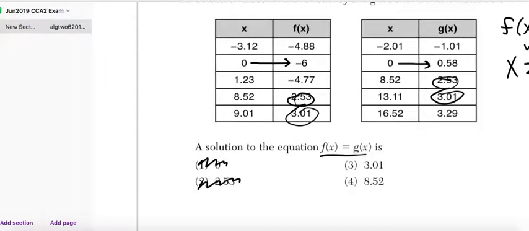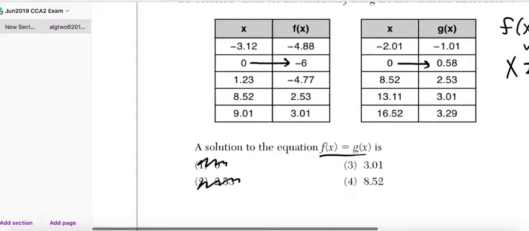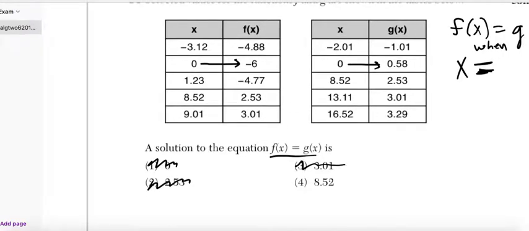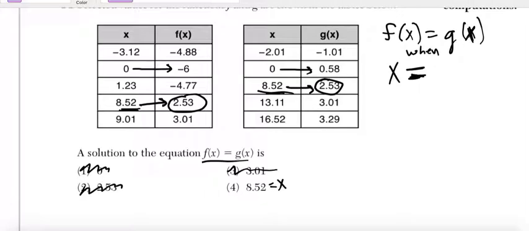So we can't use that as a solution, and by elimination, we have choice 4, but let's just show that it's true. So when x equals 8.52, f of 8.52 is 2.53. G of 8.52 is also 2.53. So when x is 8.52 for both of them, both functions lead to a y value of 2.53. So f of x equals g of x when x equals 8.52. That's right here. Answer is choice 4.